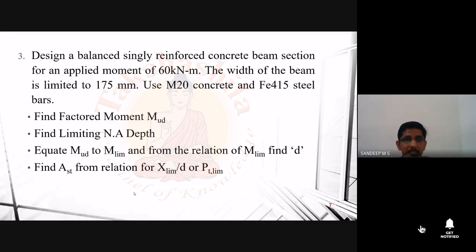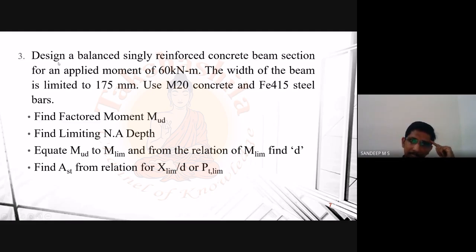So please see this question. You cannot expect only this type of design problem from your first module, not the complete design. Complete design means you have to perform limit state of collapse, check for limit state of collapse in flexure, shear. Then you have to also perform limit state of serviceability corresponding to deflection also. Those things we will be dealing with in the actual design at a later stage. So as of now, you will just have a glance at what a design type of problem will be in the perspective of limit state of collapse in flexure.